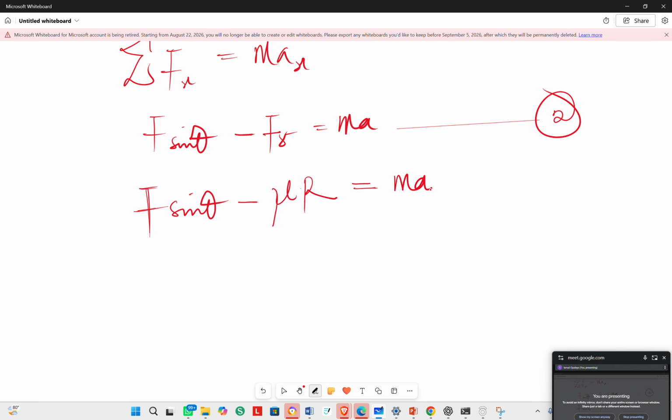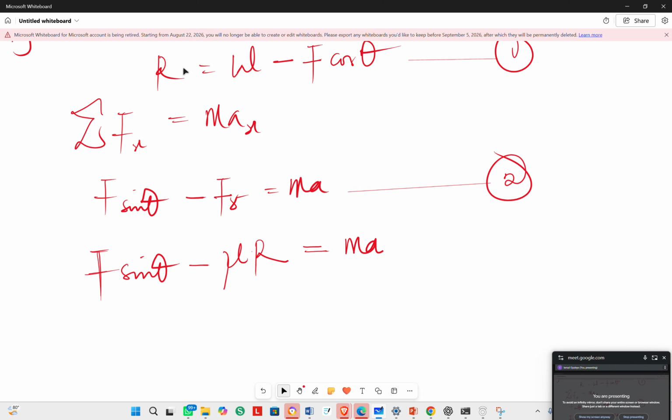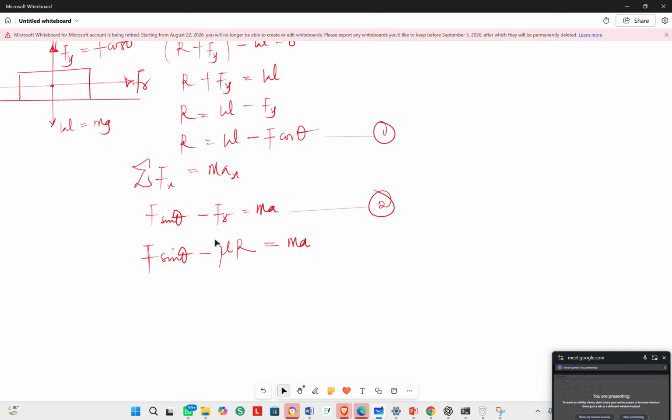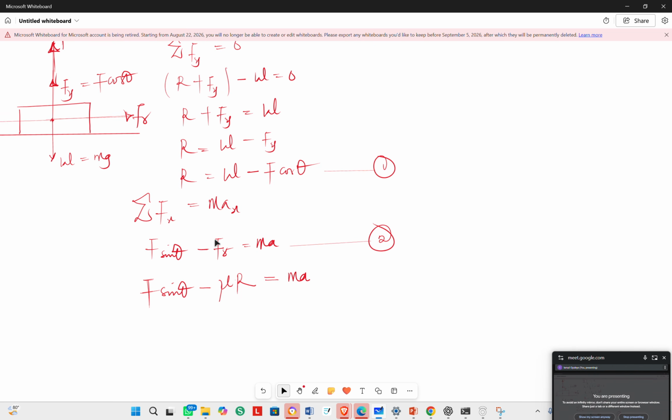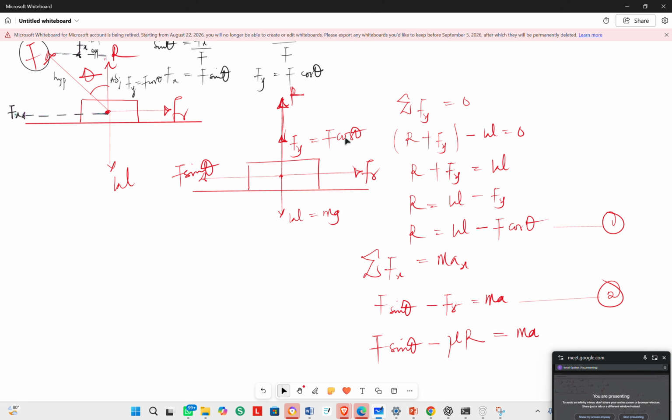It now depends whether they tell you that the object is just about to move. If it is just about to move, that means your acceleration will be zero. And then this R here, you have it represented as W minus F cos theta. So it all depends on the question you are given. It's just the understanding of the concept that matters. So I hope you understand how we resolve from this down to this one. Does it make sense? Yes, sir.